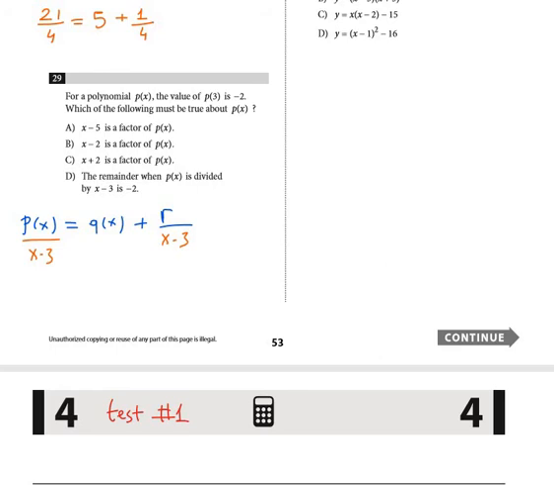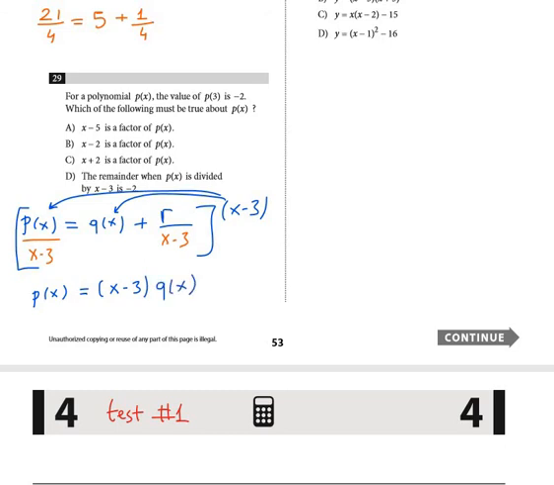So let's multiply the whole equation by x minus 3. So x minus 3 multiplied by the first term gives us just p of x. And x minus 3 multiplied by the second term gives us x minus 3 times q of x. Plus x minus 3 multiplied by the third term gives us just r, because they cancel. Okay, now we were given a point, so let's plug in this point to see whether it is satisfying the equation or not.